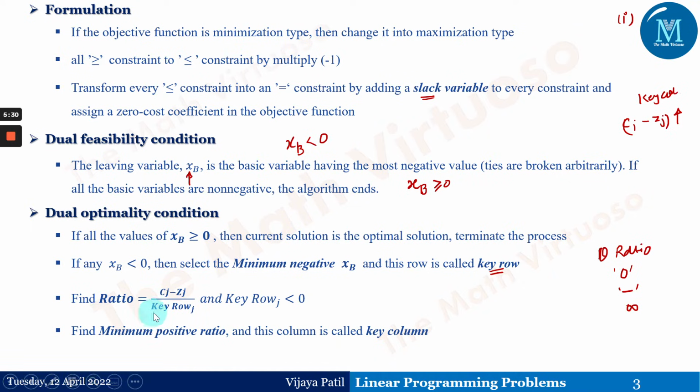If this ratio is coming out to be either 0 or a dash, which is nothing but a negative or infinity, then we are not supposed to use the corresponding variable as the incoming variable. Find the minimum positive ratio. Again, it's a minimum positive ratio. This column is called the key column. And then find the new solution table. So this is the procedure, or the algorithm in short, for the dual simplex method.